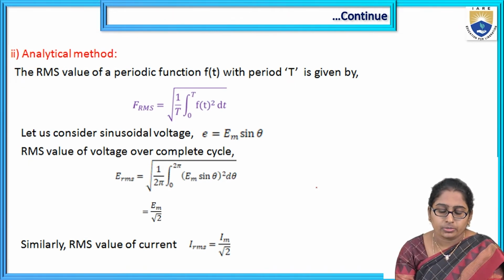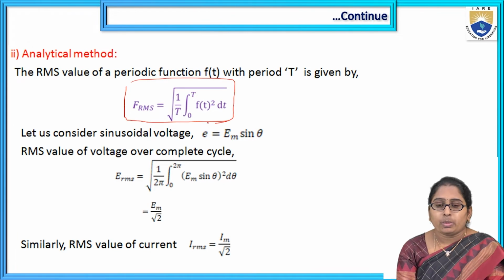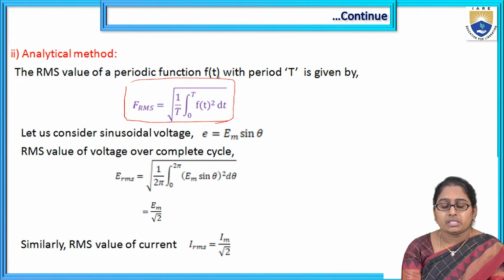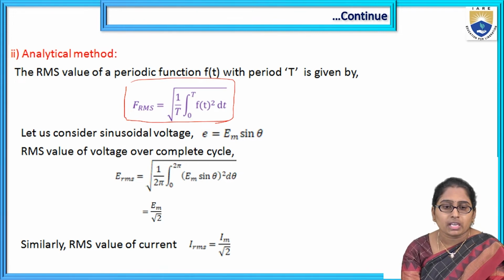To calculate the RMS value in analytical method, the function is given by this expression, an important expression to remember, whatever may be the function. For a periodic function small f of t, with a period given as capital T, its RMS value is denoted with capital F RMS, equal to under root. In the name itself, root mean square value, so there is a square root, and under that, the square of the function. Remember like that, it is simple.